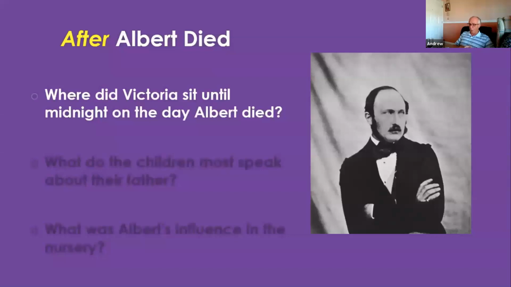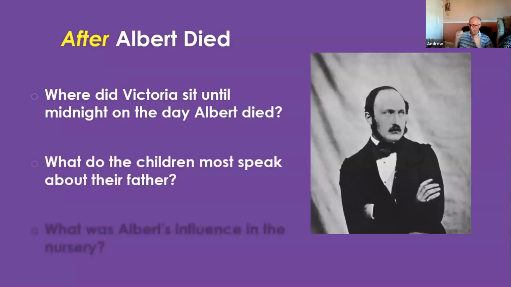He was the go-to parent. In fact, interestingly, when Albert died, Victoria would run to the royal nursery and sit there until midnight, because she sensed that the nursery was the one place where she could feel her husband's presence. That speaks to his role as a concerned father. And the children later on would speak about how they thought about their father, and it was often in the context of that nursery.